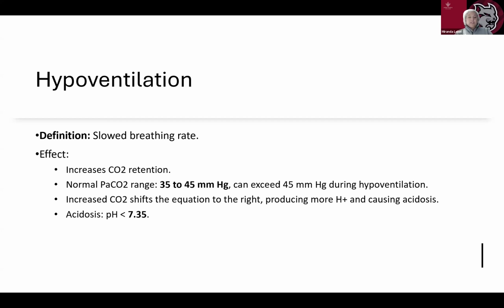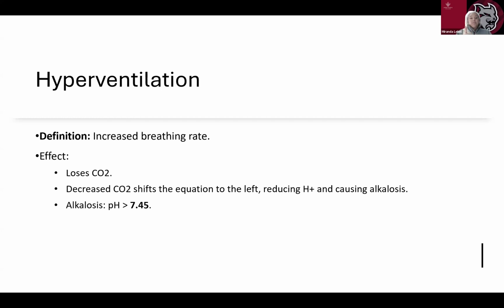So now let's talk about hyperventilation. Hyperventilation is that increased breathing rate. So we're blowing off a lot of CO2. So we're going to lose that CO2, and then decreased CO2 shifts the equation to the left, reducing hydrogen and causing alkalosis. So alkalosis pH is anything greater than 7.45.